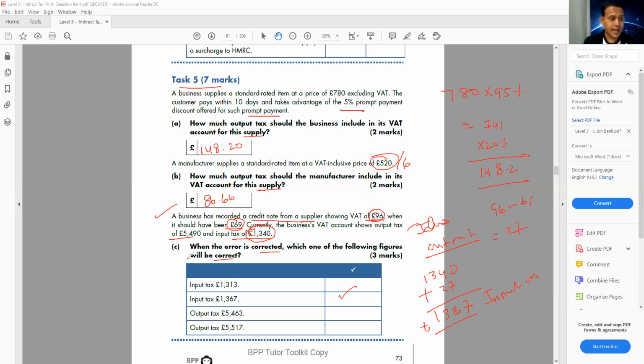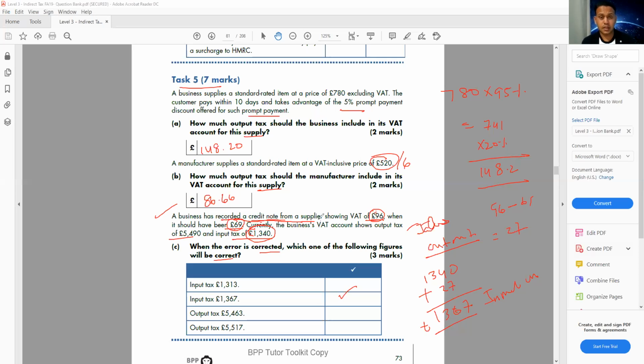We need to add Priya, because have a look at this one. The business has recorded a credit note from a supplier, showing VAT 96 when it should have been 69. When you receive a credit note from the supplier, what does that mean? That means you returned it.